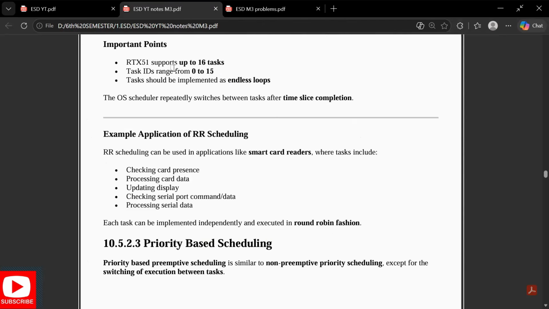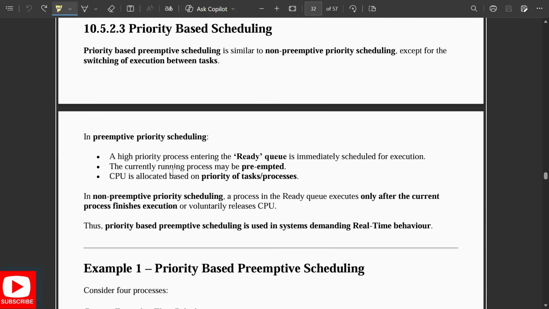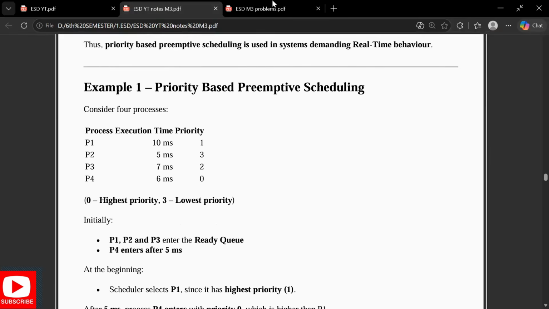So another process is priority based scheduling. It is similar to non-preemptive priority scheduling, except the switching of execution between the tasks is based on the priority the CPU gets allotted. Okay, so let's go with the example directly.